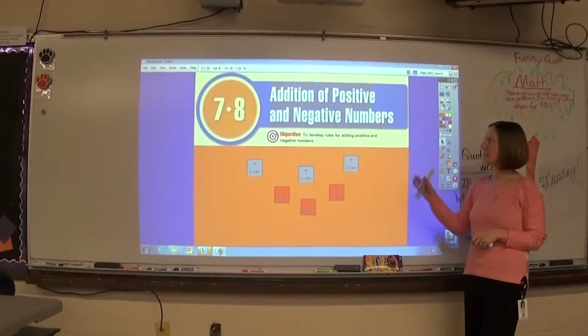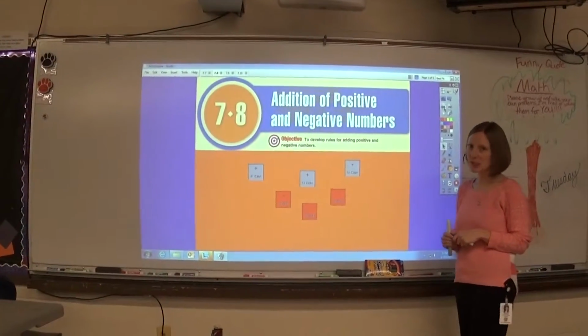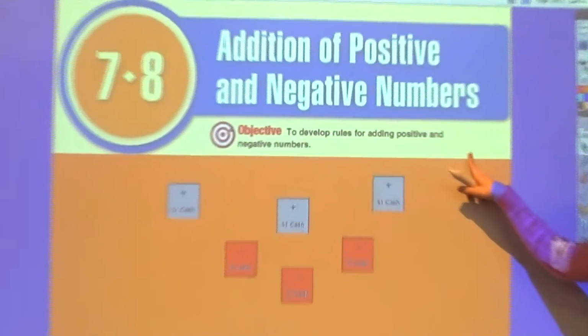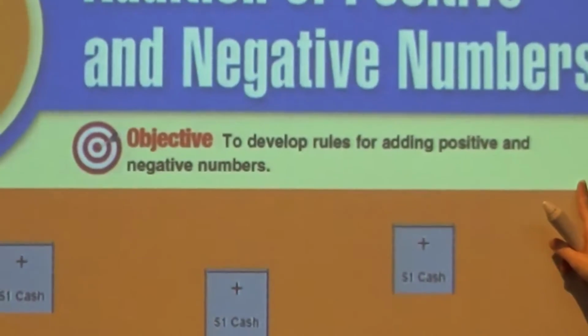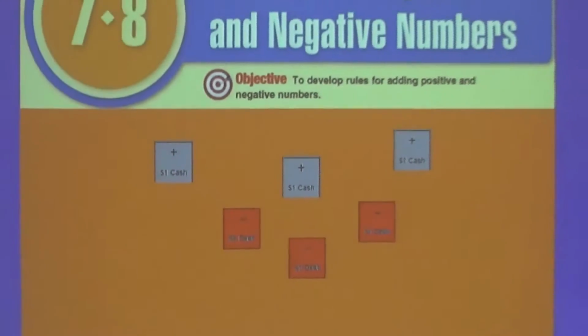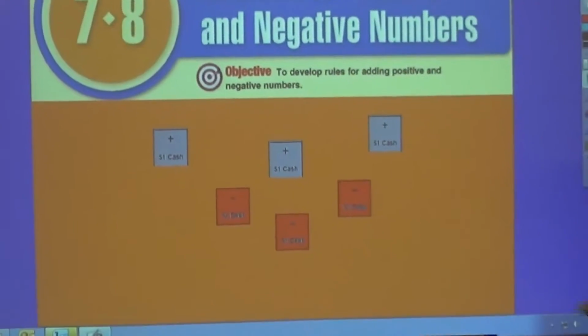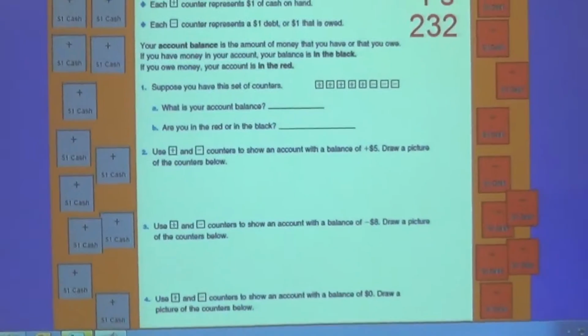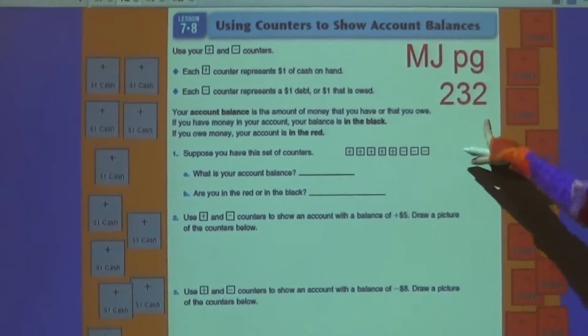Lesson 7-8 is the addition of positive and negative numbers. The objective for this lesson is to develop rules for adding positive and negative numbers. And you have some counters like this that you can cut out in the back of your math journal to help you with this lesson. We'll take a look at how you can use those on Math Journal page 232.